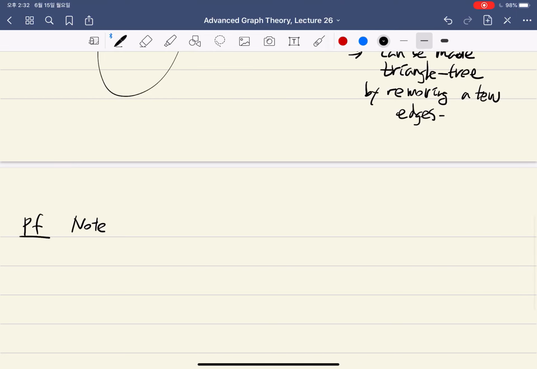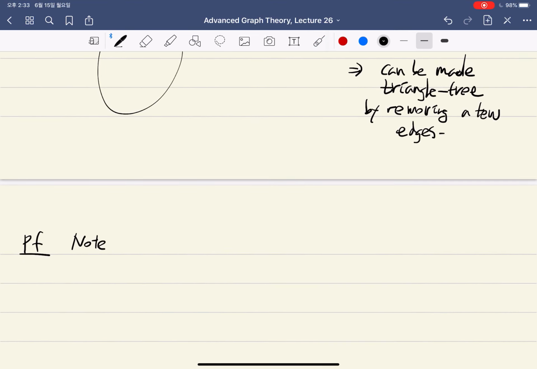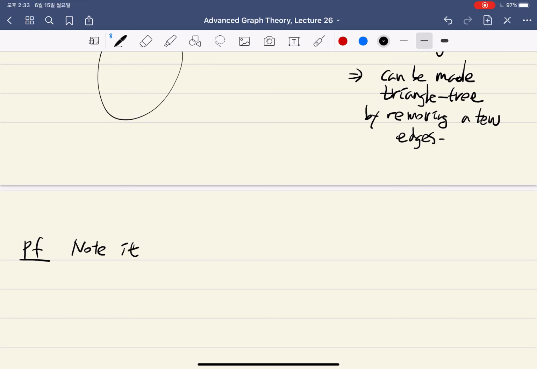What we want to do is, for given epsilon, find delta, so that if the graph has less than delta times n cubed triangles, then you can delete at most epsilon n squared edges to get a triangle free graph. We can actually assume that epsilon is also small. It suffices to prove it for, say, epsilon smaller than some number, let's say 1 over 1,000.